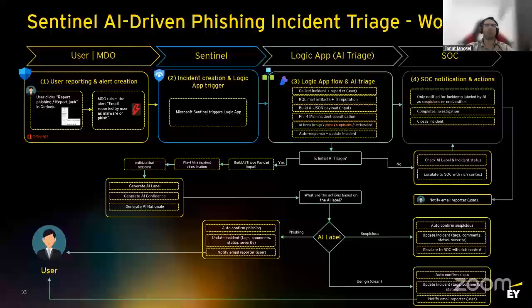It will change the incident status to closed benign, and will notify the reporter that the message was safe. And the last one: if the label is equal to suspicious, it will tag the incidents with AI triage. It will require manual intervention from the SOC side.